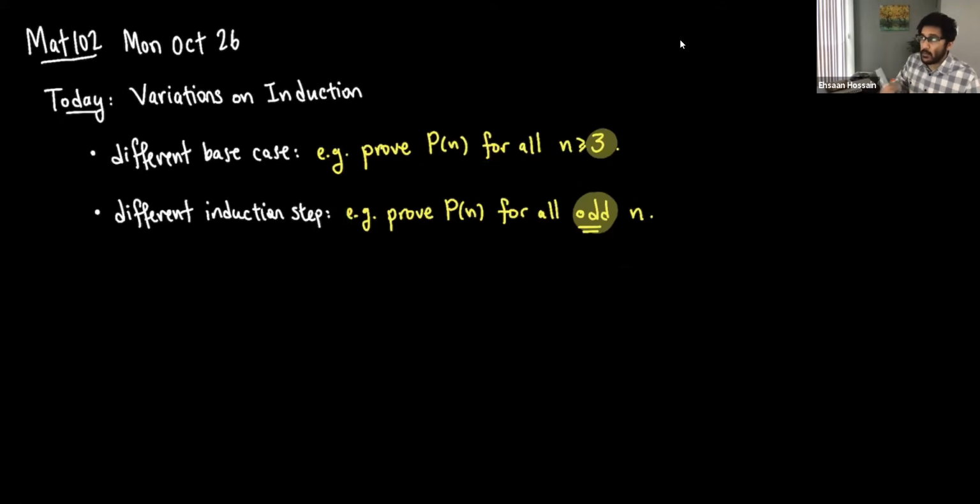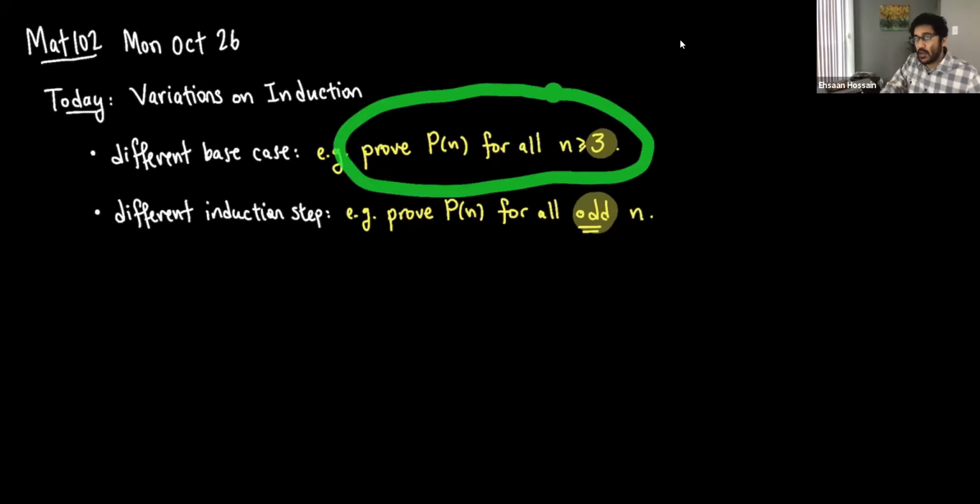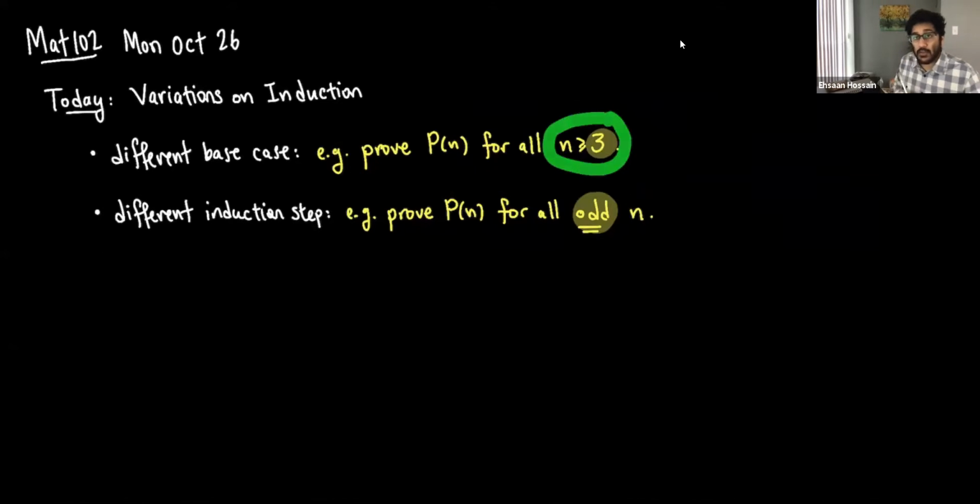Or what if, and remember our base case was always n equals 1, that's for a simple, straightforward induction proof. But if I ask you to prove P of n is true for all n bigger than or equal to 3, then you've got a different base case. N is greater than or equal to 3, right?